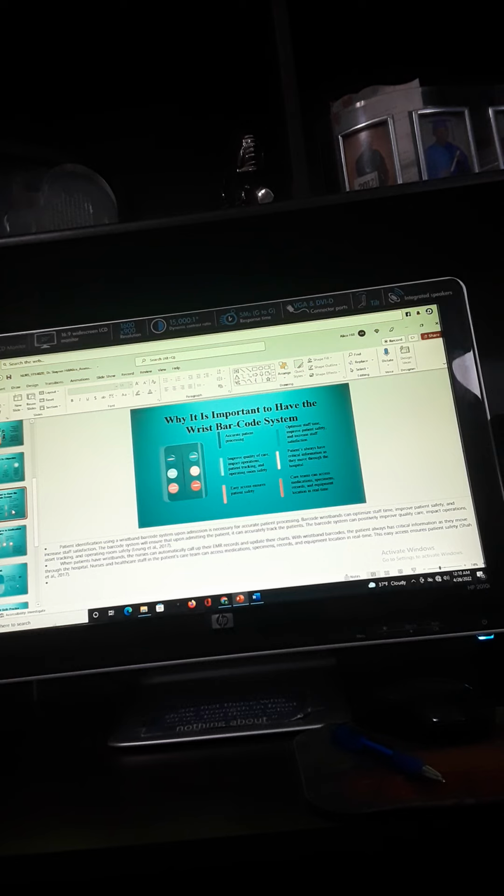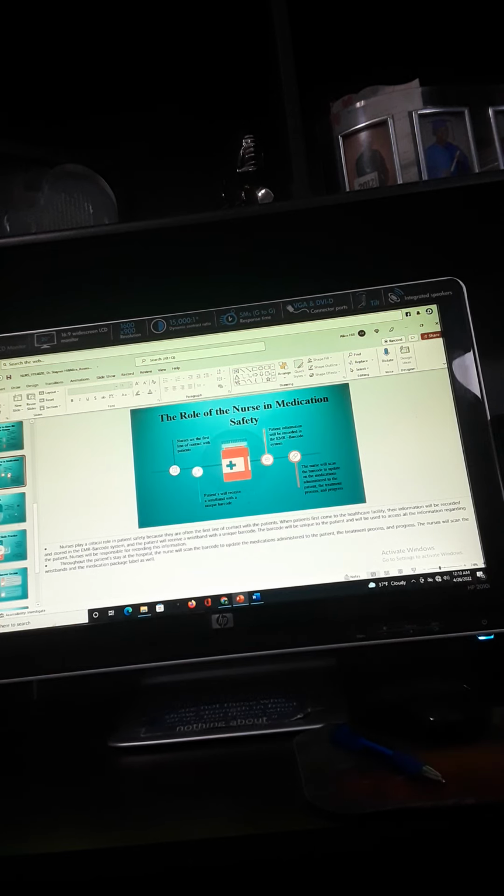Lewing et al. 2017. When patients have wristbands, the nurses can automatically call up their EMR records and update their charts. With wristband barcodes, the patient always has critical information as they move through the hospital. Nurses and healthcare staff in the patient's care team can access medications, specimens, records, and equipment location in real time. This easy access ensures patient safety. Shah et al. 2017.